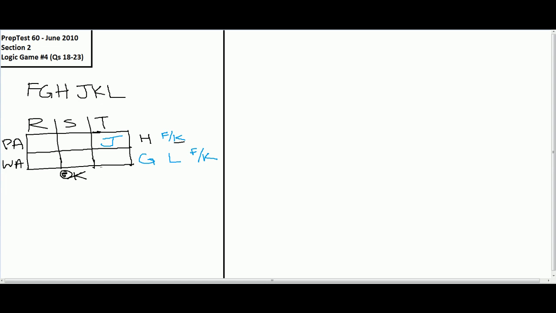Alright, question 18 asks us, which of the following could be an acceptable assignment of photographer's assistants to stories? So like most first questions of every game, this is just going to be a test to see that we understand what the rules are. So, we're only concerned with photographer's assistants, which means that we're only concerned with possibilities that involve J, H, and one of F or K. Well, looking at the answer choices, the first thing that jumps out at me is that B, C, and D all have G as a photographer's assistant.